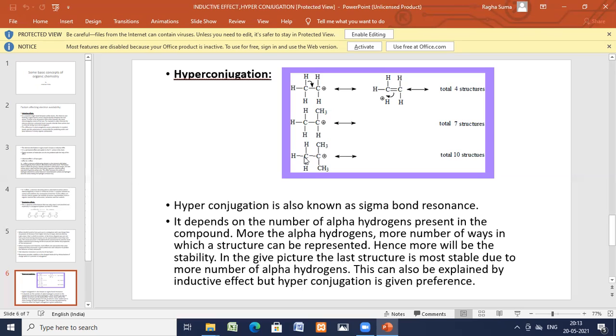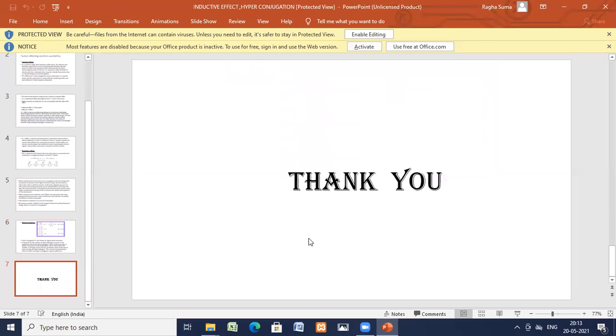The delocalization effect is hyperconjugation or the Baker-Nathan effect. We call it no bond resonance. On the basis of orbital overlap also we can explain. So hyperconjugation is due to the hydrogen atoms attached to the carbon. It depends upon the alpha hydrogens. So these are the effects which we have studied today.